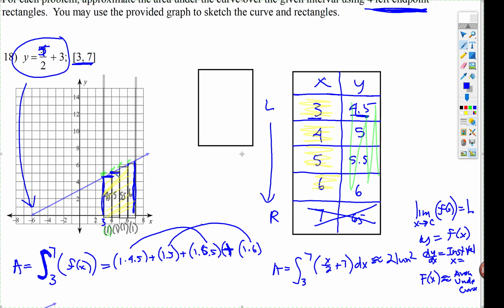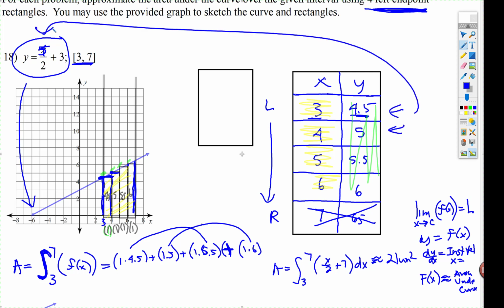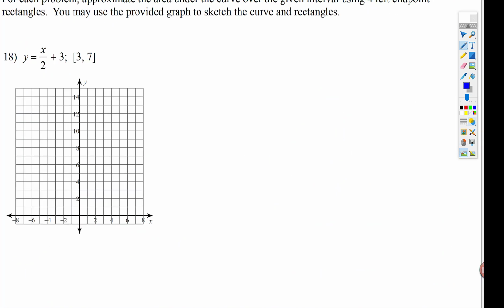So we don't have an exact area underneath that curve, but using the leftmost points, we draw our rectangles up until it hits the line, and we get those heights. You can also get those heights by plugging the x values in to find the y values. All right, let's do the next one.